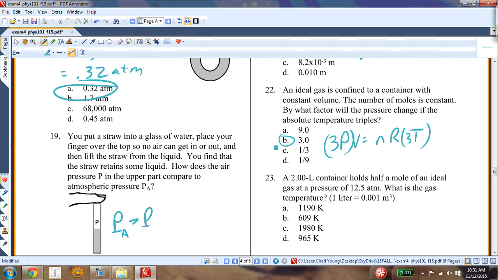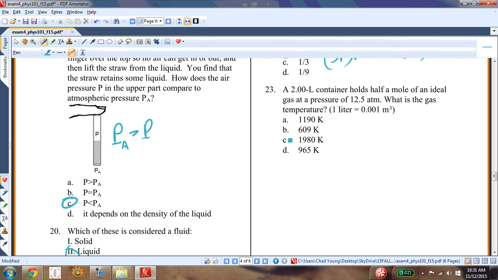A 2-liter container contains half a mole of an ideal gas at a pressure of 12.5 atmospheres. What is the gas temperature? Okay, you have to be careful with your units here. First of all, 2 liters, that's not the SI unit for volume. You need to change it. So here I have PV equals nRT. My volume is going to be 0.002 cubic meters because it's 2 liters. Also, I have 12.5 atmospheres, but that's going to be 12.5 times 10 to the 5th because 1 atmosphere is 1 times 10 to the 5th.